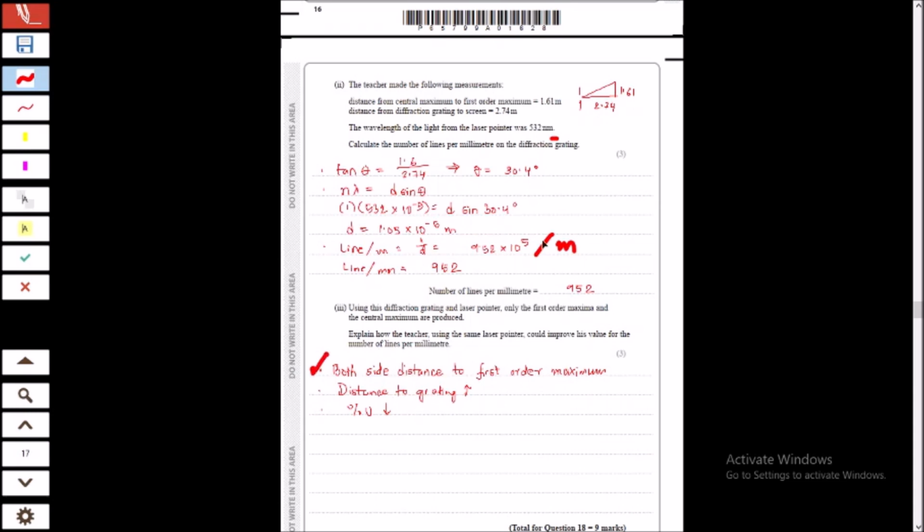And the distance to the grating can be increased. This 2.74 distance can be increased, and we all know that when the distance increases, the measurement increases, so the percentage uncertainty decreases.